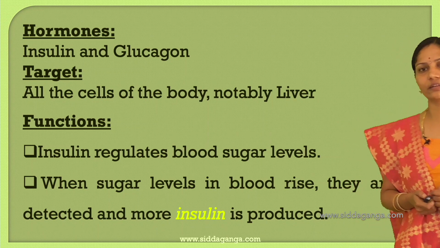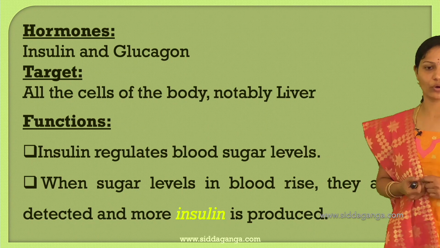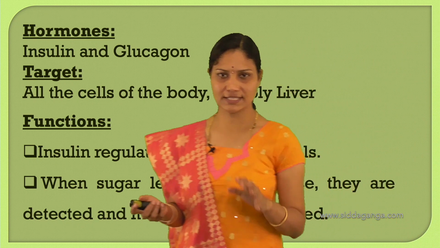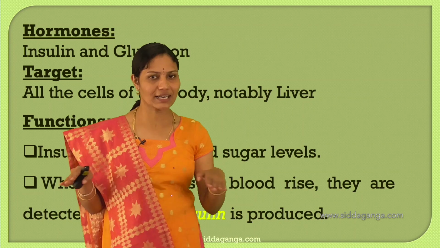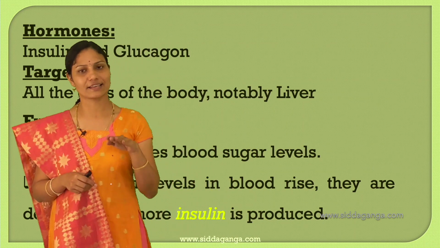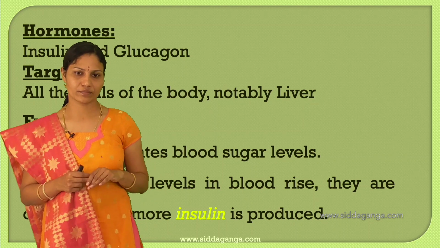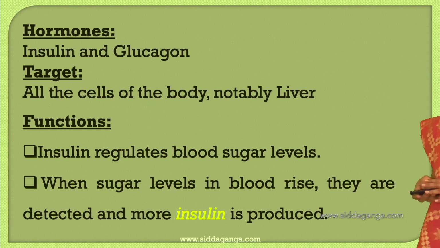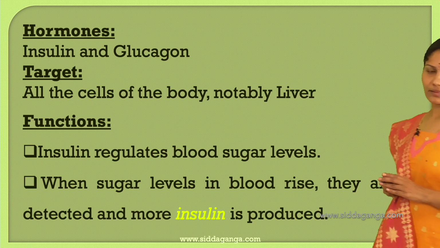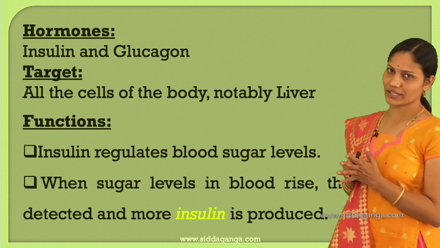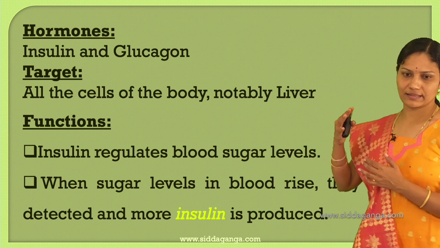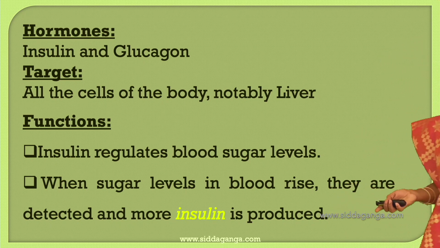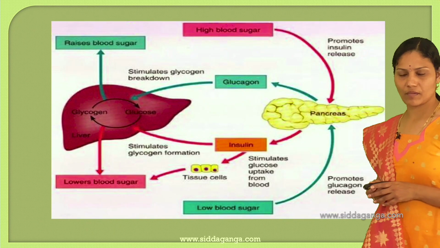Let's understand the functioning. Insulin is a very important hormone that regulates blood sugar levels. The glucose level in the blood is regulated by insulin. Let's understand what happens. When sugar levels in the blood rise, they are detected. The pancreas, or the islets of Langerhans, release this hormone referred to as insulin. In the next picture, the concept will be clear to you.